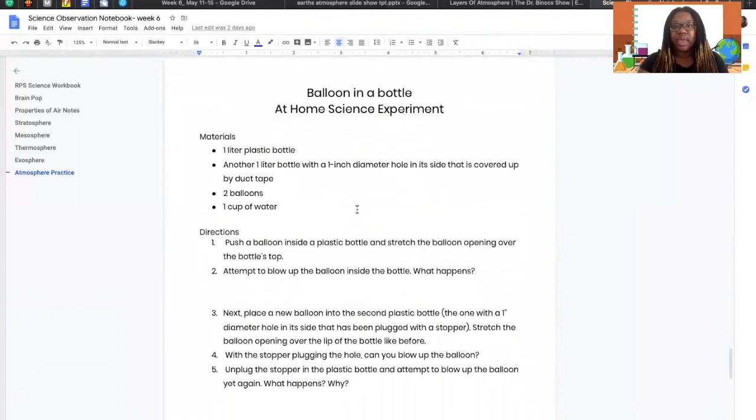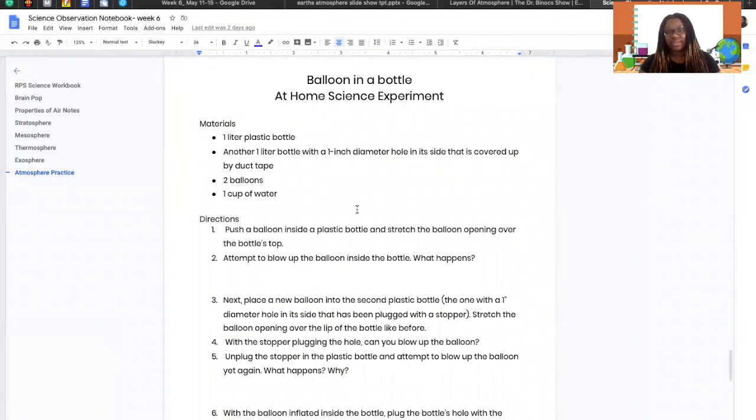All right, this week we have a balloon in a bottle at-home science experiment. I know we did something with a balloon in a bottle for our explore. This is our extend. We're going to build upon that and make it into a science experiment. What you will need is a liter plastic bottle, another liter plastic bottle with an inch diameter hole that's covered up by duct tape, 2 balloons, and a cup of water.